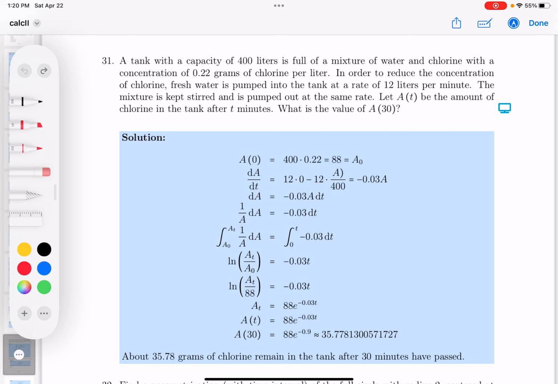Okay, 31. A tank with capacity of 400 liters is full of a mixture of water and chlorine with the concentration of 0.22 grams of chlorine per liter. In order to reduce the concentration of chlorine, fresh water is pumped into the tank at a rate of 12 liters per minute. The mixture is kept stirred and is pumped out at the same rate. Let A(t) be the amount of chlorine in the tank after t minutes. What is the value of A(30)?